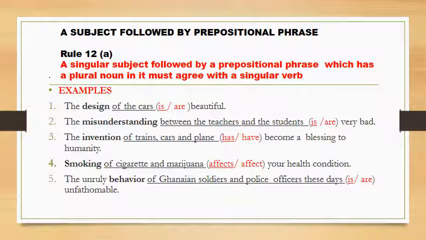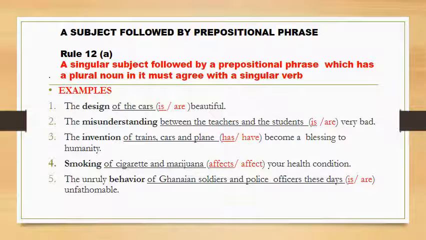The misunderstanding between the teachers and the students are very bad. The subject in this sentence is misunderstanding, but not the teachers and the students, because from "between" to "the students" there is a prepositional phrase. The prepositional phrase starts from "between" to "the students", so it can't be the subject, but rather a prepositional phrase. So the main subject is misunderstanding.